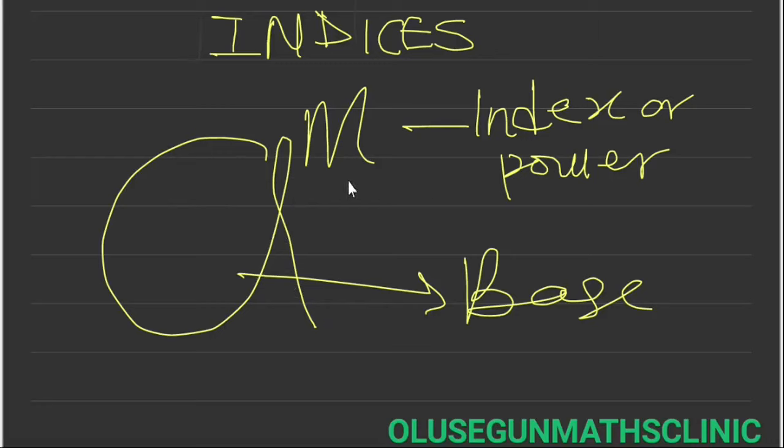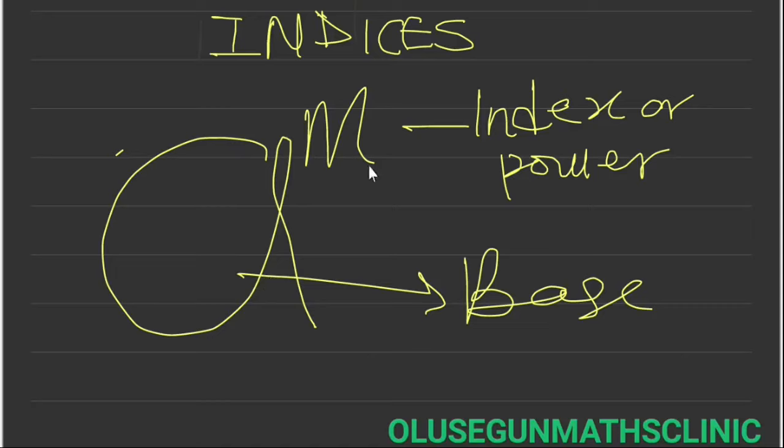The M, we do write it in small letter. We call it index or power. So that is the M. So the A is a base, and the M, it is the index or power. So, you must understand this term, and you must be able to interpret the A and M before we can go further in indices.